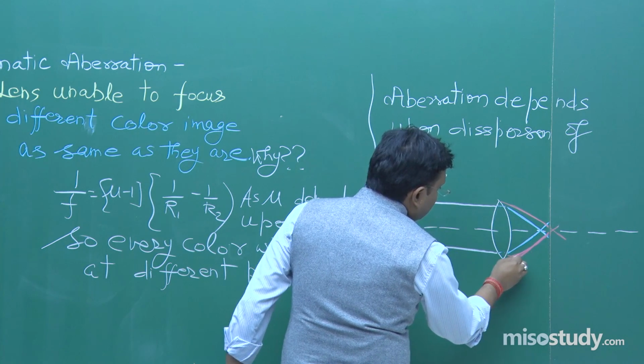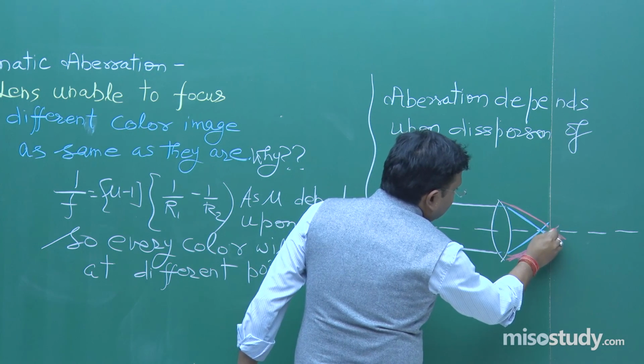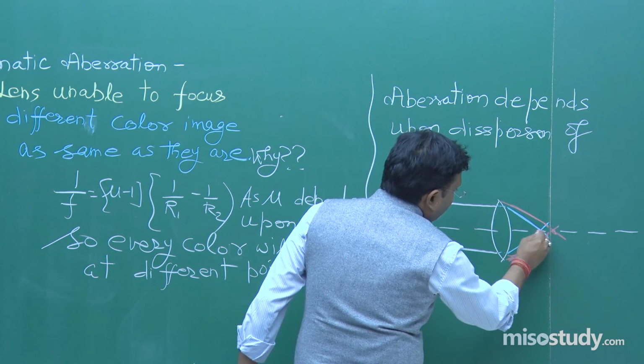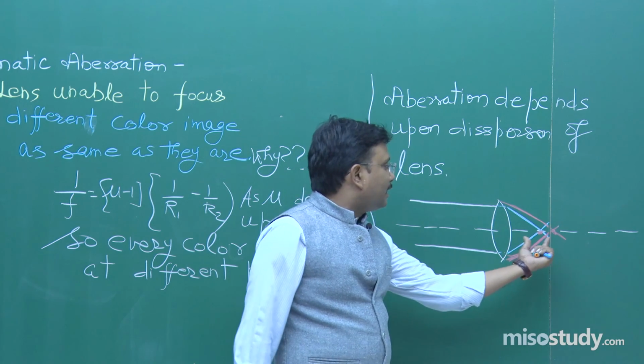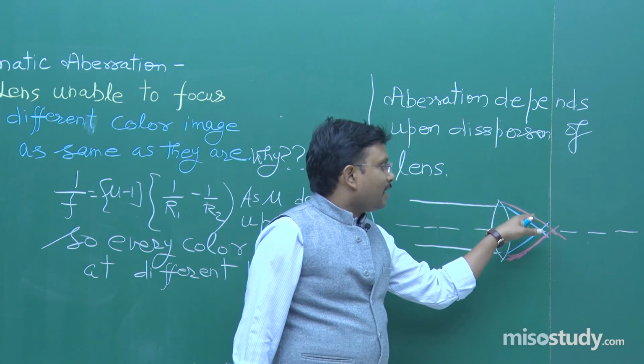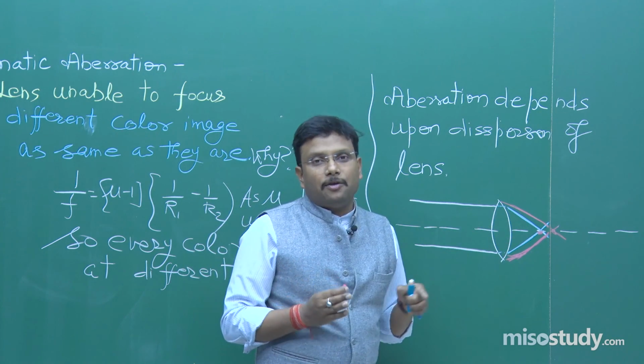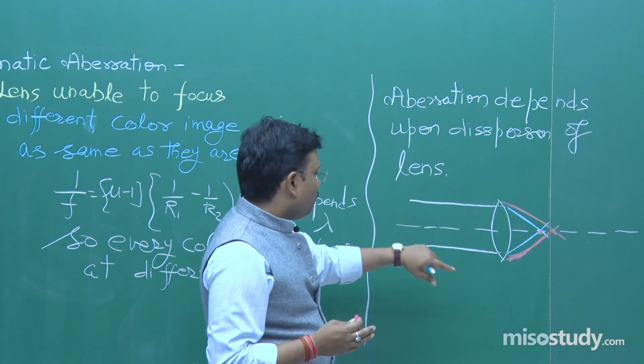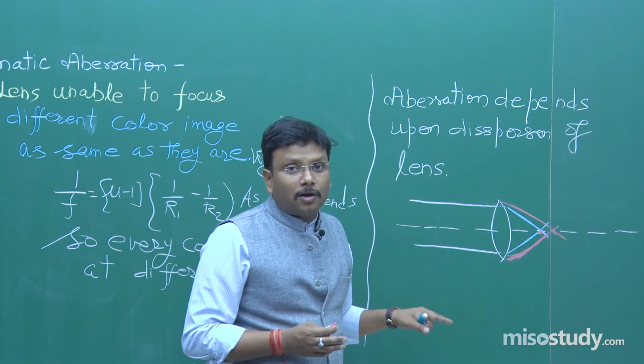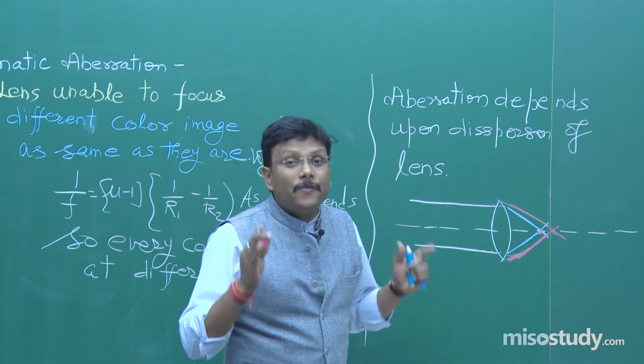Now imagine the situation, this is one point, this is one point. Now you are getting an image where red color focuses outward, blue color focuses inward. This is true for what? True for a convex lens.